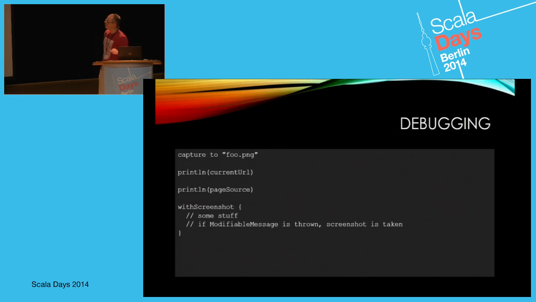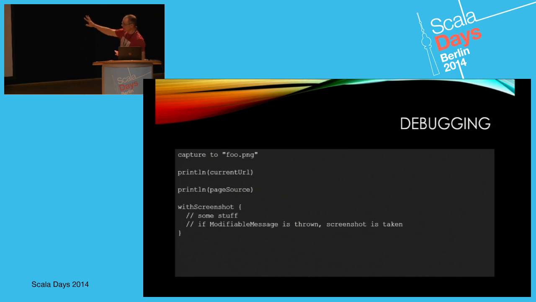So here, what you can do is you can say capture to foo.png, and if your driver supports a screenshot, then it will take a screenshot. You also have access to things like the current URL. You've obviously got access to all of the elements on the page. You've got access to the page source. There's a block called withScreenshot, which basically means if you throw an exception inside, it's not quite an exception, but pretty much, then it will take a screenshot at that point.